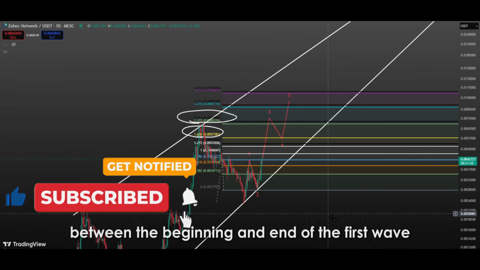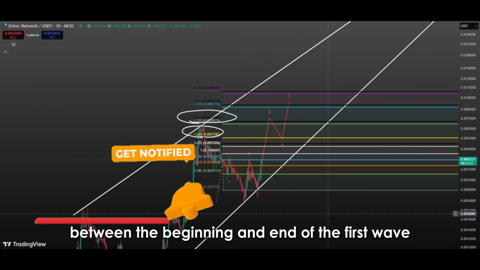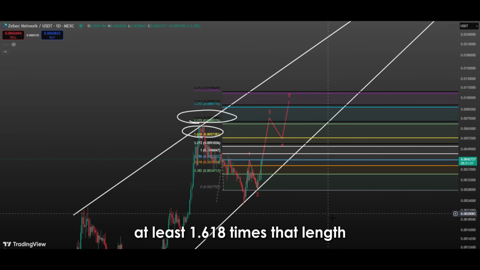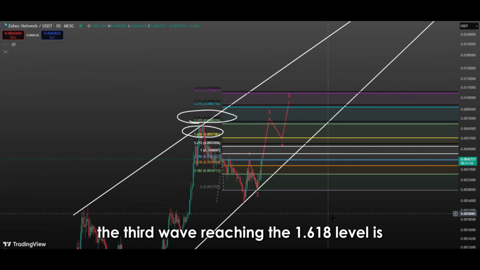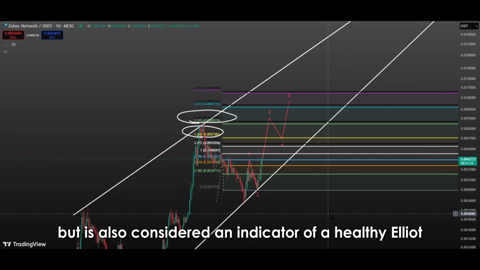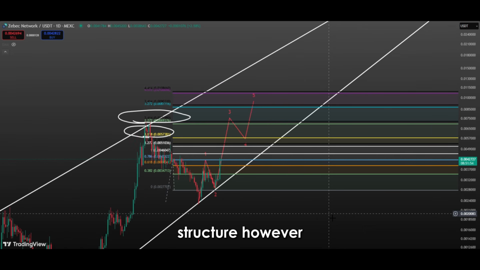Based on the distance between the beginning and end of the first wave, it is expected that the third wave will extend at least 1.618 times that length. In this regard, the third wave reaching the 1.618 level is not only expected, but is also considered an indicator of a healthy Elliott structure.